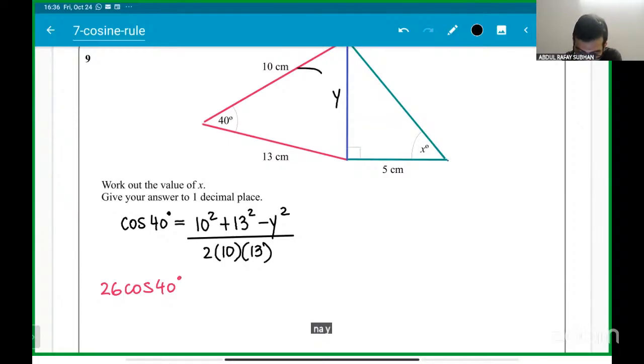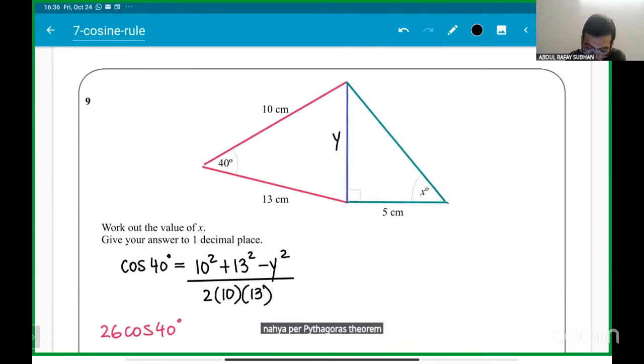No, Pythagoras theorem cannot be used here because this is a non right angle triangle. We can't use Pythagoras theorem because it's a non right angle triangle, so in this part we cannot use it.